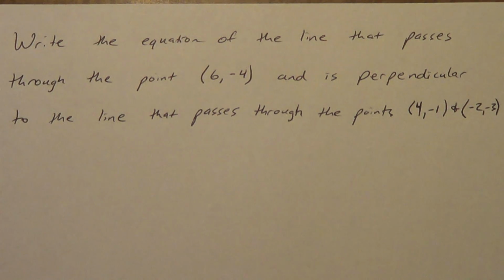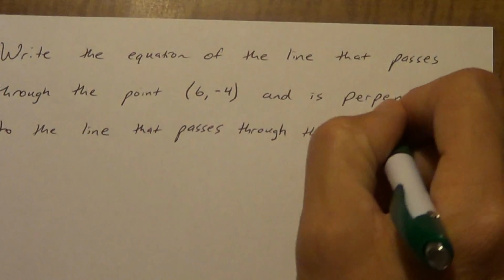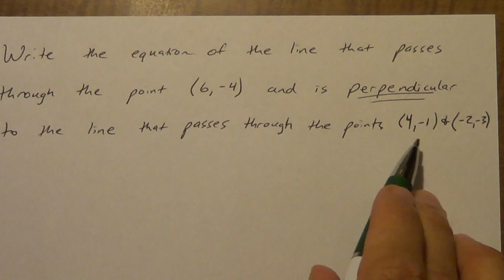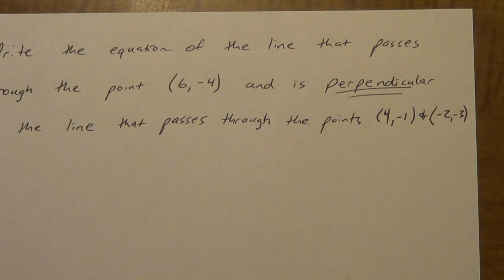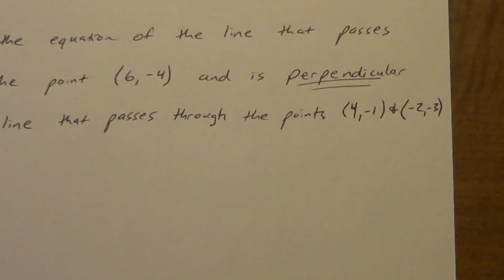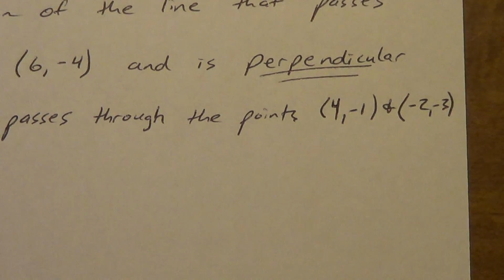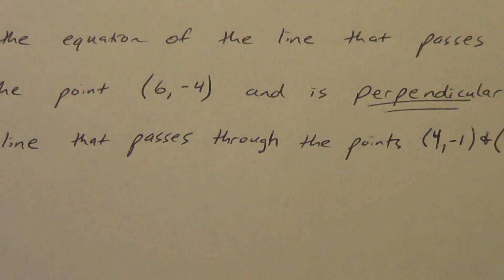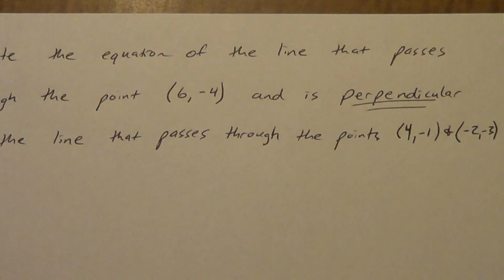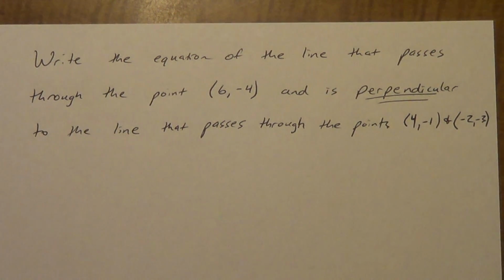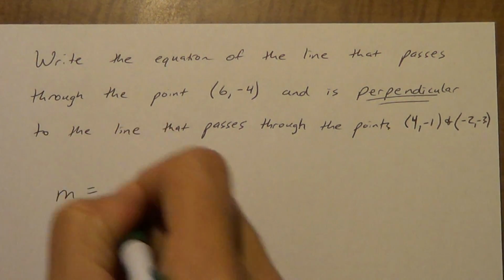All right, write the equation of the line that passes through the point 6, -4 and is perpendicular, that's going to be important, perpendicular to the line that passes through the points 4, -1 and -2, -3. So let me zoom in on that part if you can see that. 4, -1 and -2, -3. Got the point 6, -4. There's a lot of points going on here. So first thing we have to do, we have to find our slope. m equals.